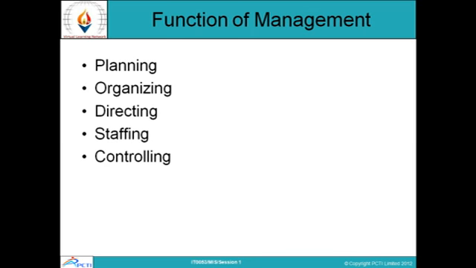Now let's talk about the function of management. Function of management basically includes various important phases of management. The first one is planning, second is organizing, third is directing, fourth is staffing, fifth is controlling. So planning, organizing, directing, staffing and controlling are said to be the functions of management, which is the key function of organizations.